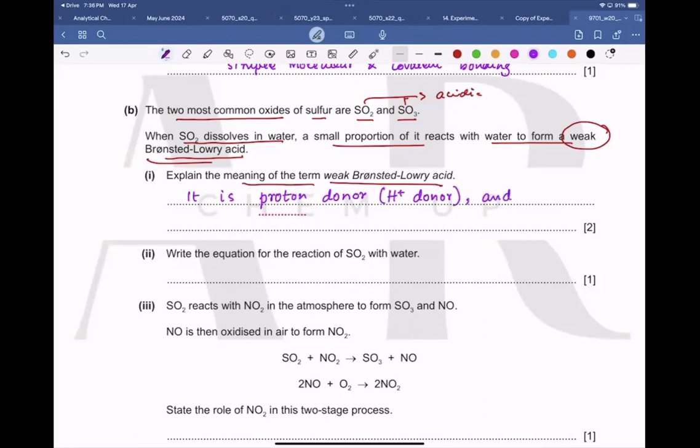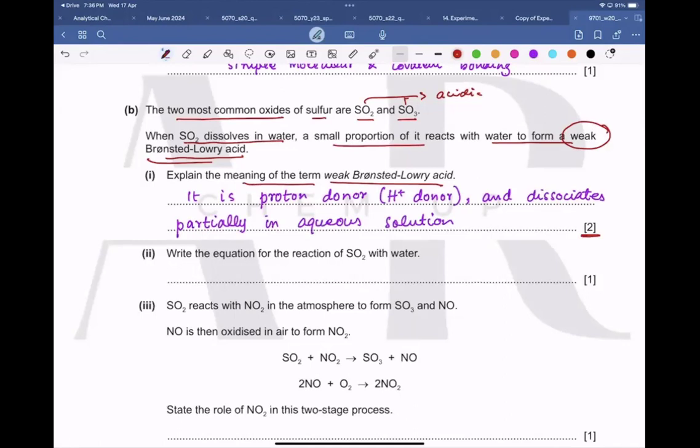And dissociates partially in aqueous solution. So see, 2 marks, one for explaining the weak acid and one for explaining the Brønsted-Lowry acid. Okay, is this clear?